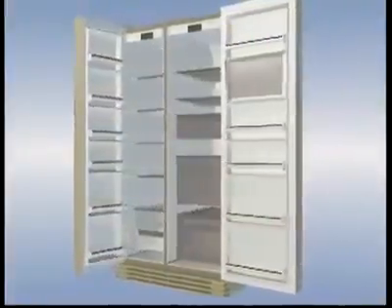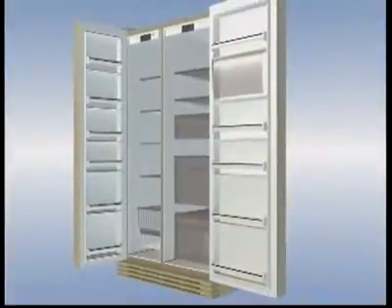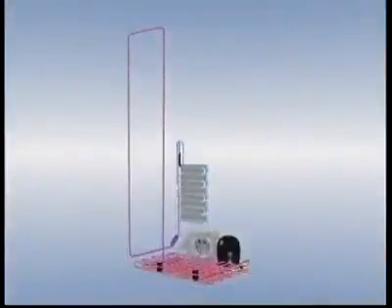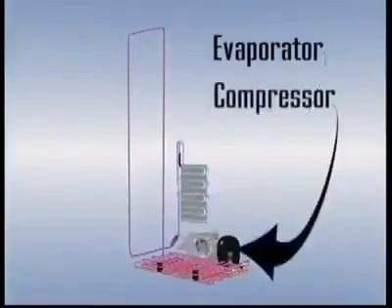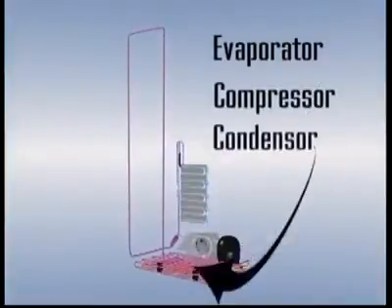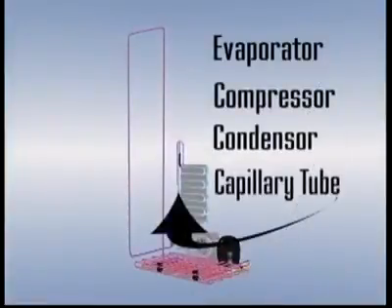A refrigerator is designed to cycle the refrigerant from liquid to gas and then back to liquid again indefinitely. It does this using pressure and heat. Four primary components make up a sealed cooling system: an evaporator, a compressor, a condenser, and a capillary tube.